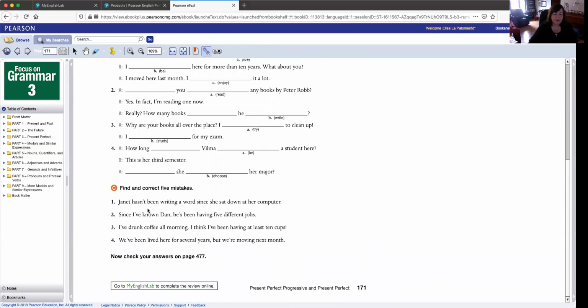And in the last part, there are 5 mistakes. So just look for the mistakes, cross them out and fix them, okay? And then check your answers on page 477.